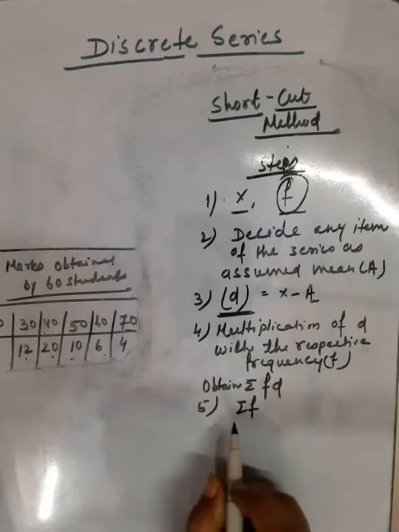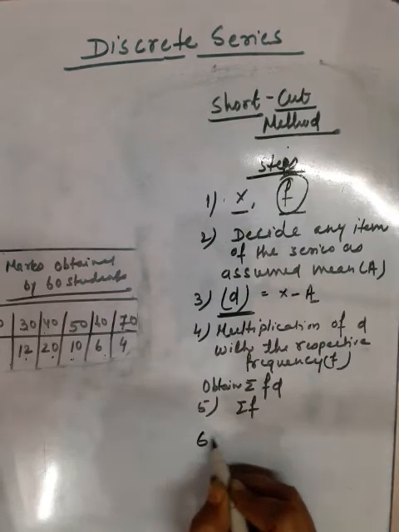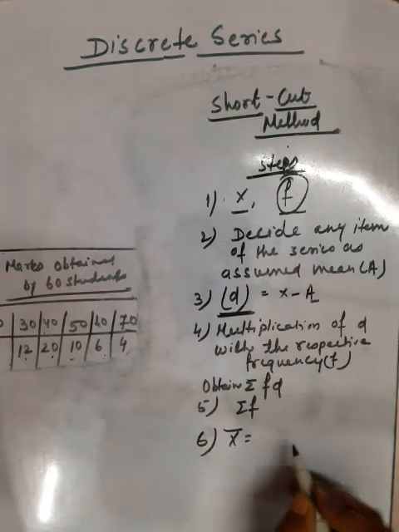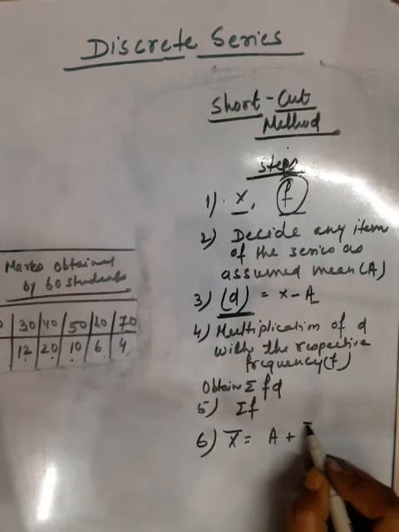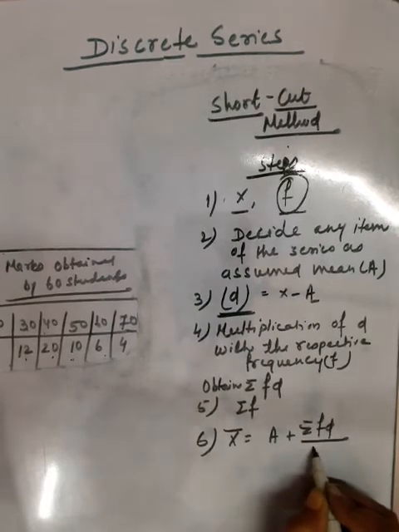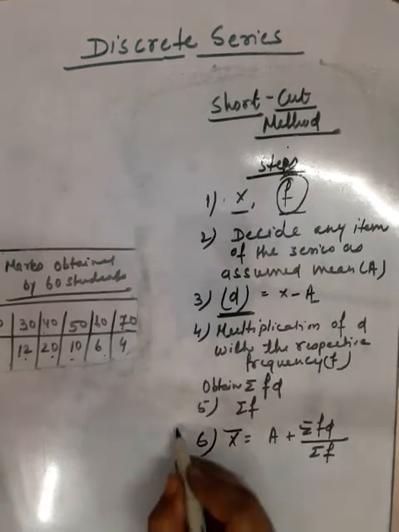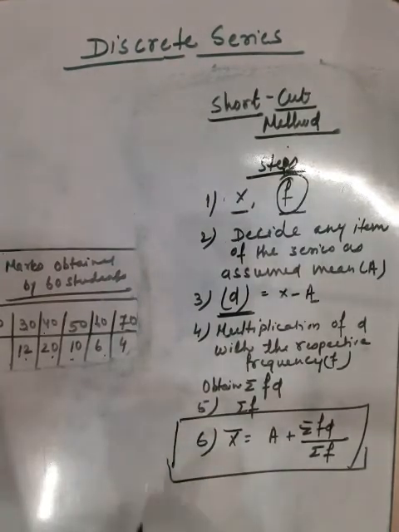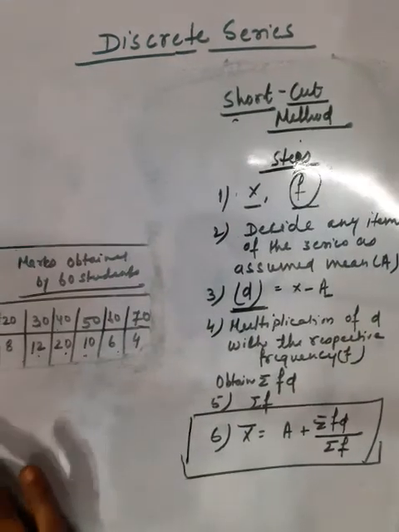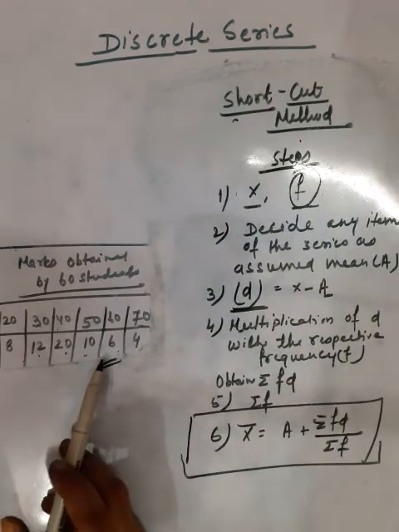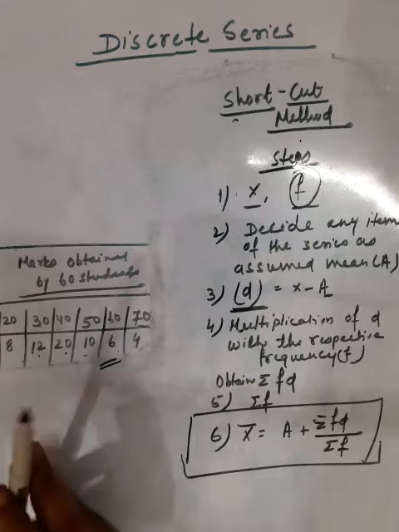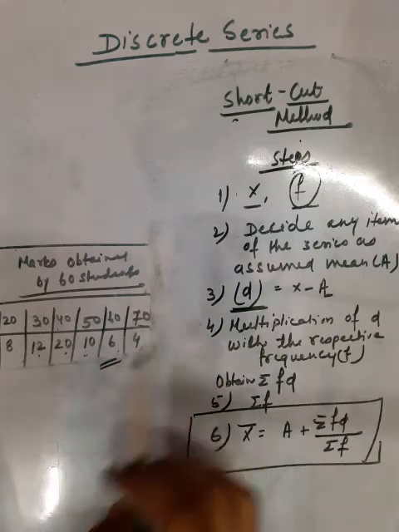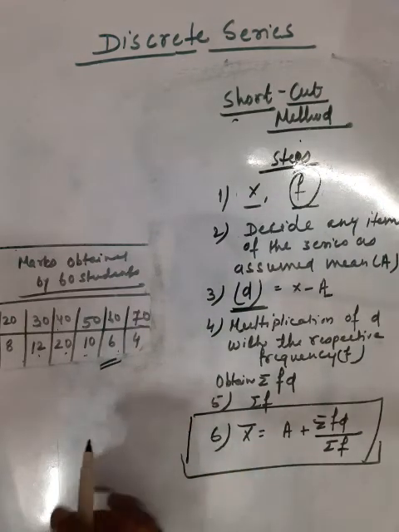Fifth one is the total number of items, that is summation of f. We have to find that. Now the formula of the shortcut method is x bar, that is mean, equals A plus summation of fd by summation of f. That is the formula of finding mean by shortcut method. I will take the same question that I used in calculation of mean by direct method. I will apply the shortcut method here and you will get the same result. Okay, how?